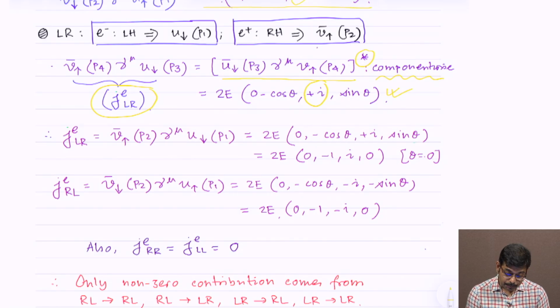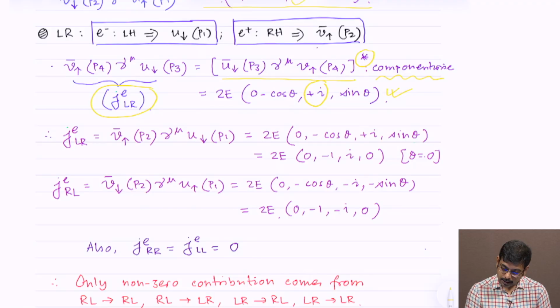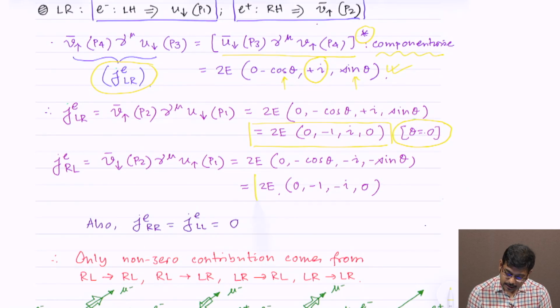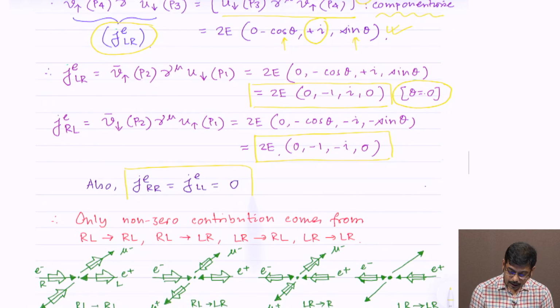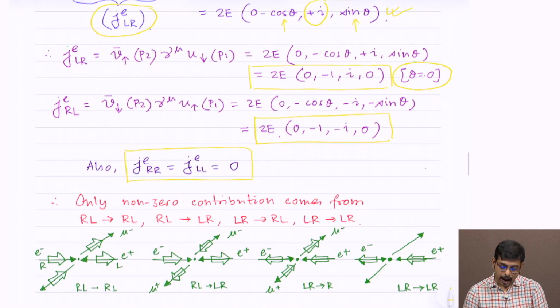However, I also have to remind myself that for this case the electron and positrons are not coming at an angle theta, but I have to choose theta equal to 0 for the electron current. So for JELR, I am just going to put theta equal to 0 in this case, and so I have JELR equal to 2E into 0, minus 1, I, 0, and JERL equal to 0, minus I, 1, minus I, 0. Okay. And once again LL and RR combinations are identically 0.